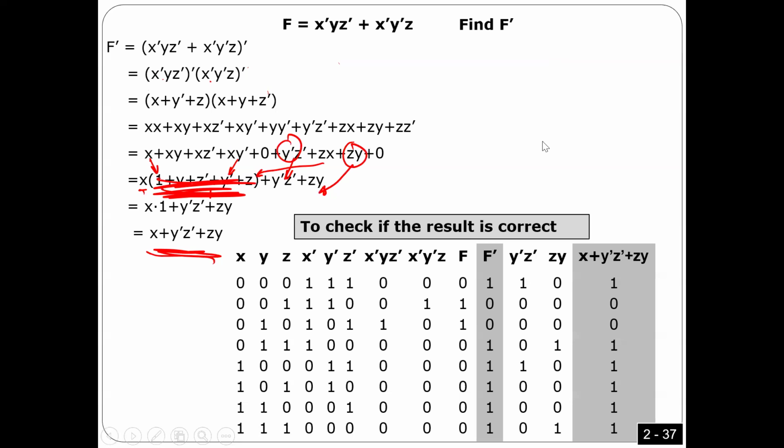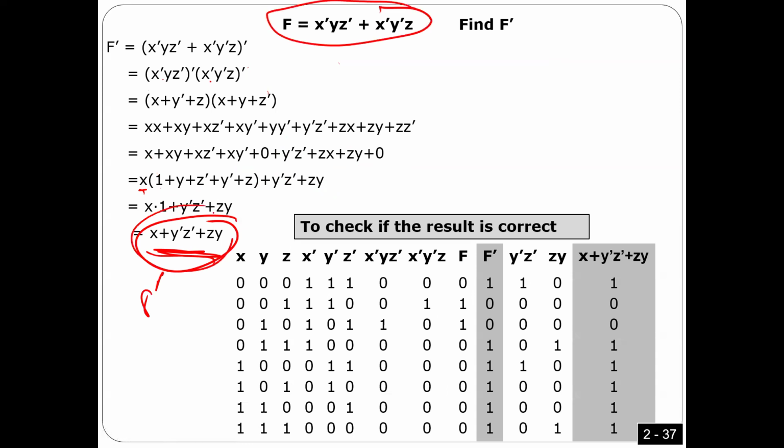Just to prove I did it correctly, a truth table can help me prove that. So look how I made it. I want a truth table to prove that this one is actually f prime. I have f here, and I want to prove this one is f prime. How can I do it? Very simple. Again, I have x, y, z. I have to calculate f here.